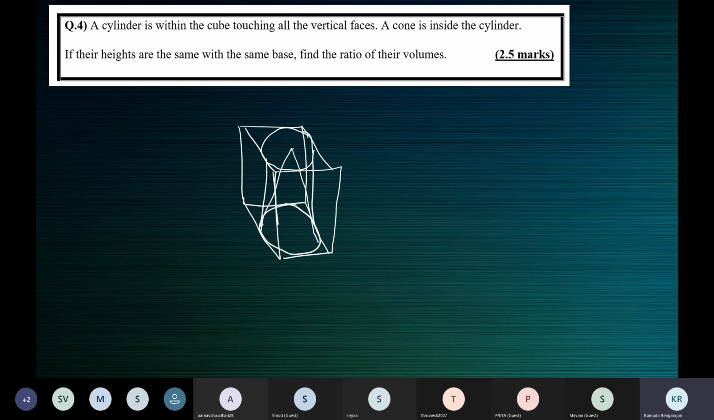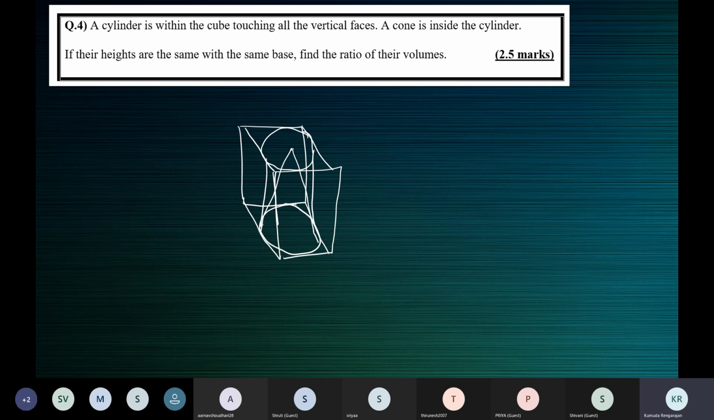And they have the same base. Which ones will have the same base? Cylinder and cone. They have the same base, meaning they have the same circular base, so the same radius. Obviously, the base of the cube will be bigger. See, a circle is different from a square. The circular base of the cone and the base of the cylinder have the same radius.